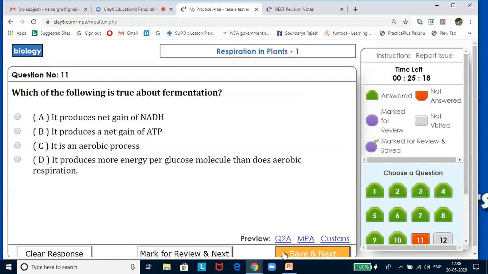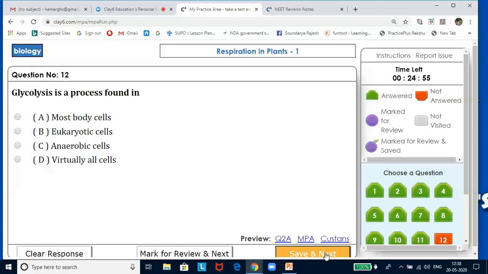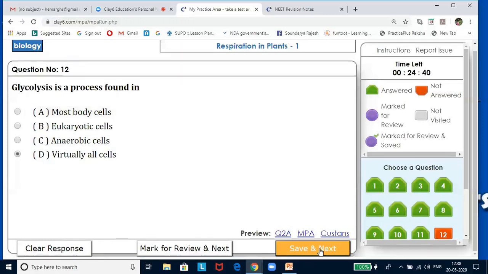Which of the following is true about fermentation? So the only thing is it produces a net gain of ATP because two ATP molecules are formed. So this is the correct answer. Glycolysis is a process found in virtually all cells, because I said glycolysis is a common pathway both for aerobic and anaerobic respiration. So in virtually all the cells, glycolysis is found. So it is 7 next.